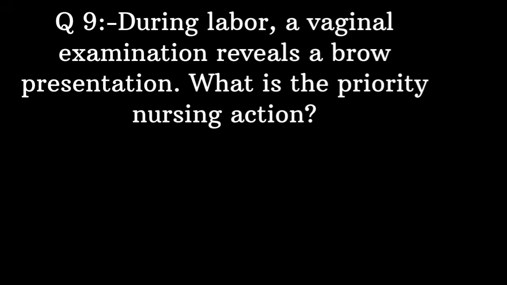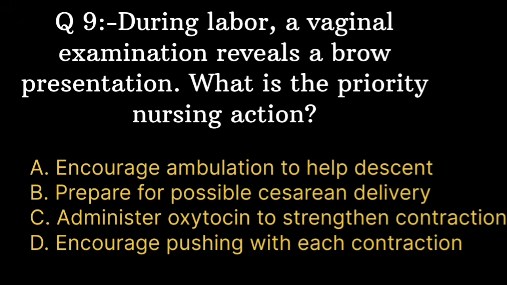During labor, a vaginal examination reveals a brow presentation. What is the priority nursing action? Options: A. Encourage ambulation to help descent. B. Prepare for possible cesarean delivery. C. Administer oxytocin to strengthen contractions. D. Encourage pushing with each contraction.